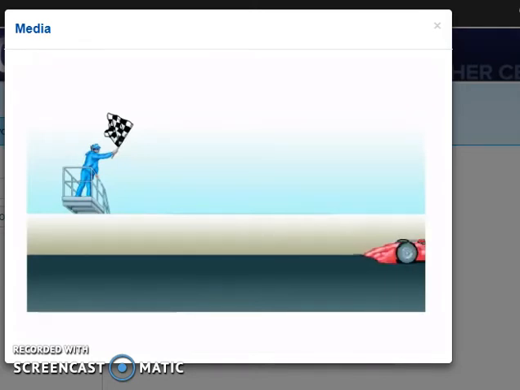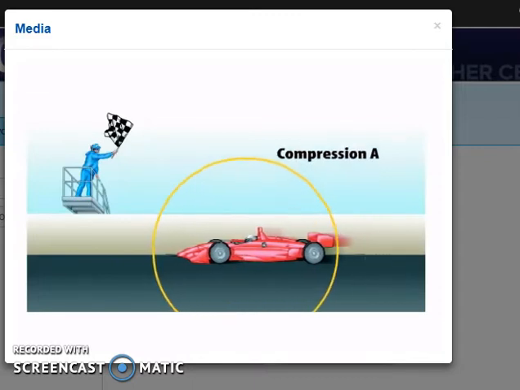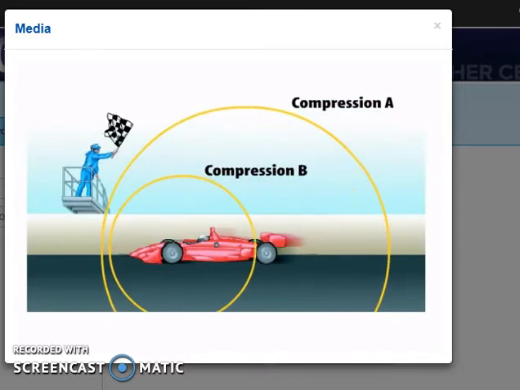The race car creates compression A, which spreads through the air in all directions from the point where it was created. The car is closer to the flagger when it creates compression B. Compressions A and B are closer together in front of the car, so the flagger hears a higher pitched sound.